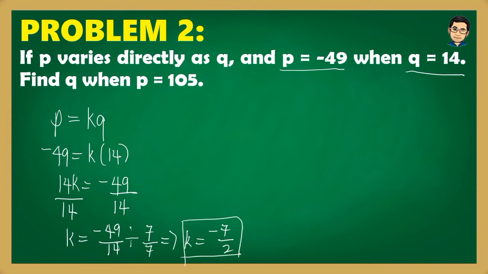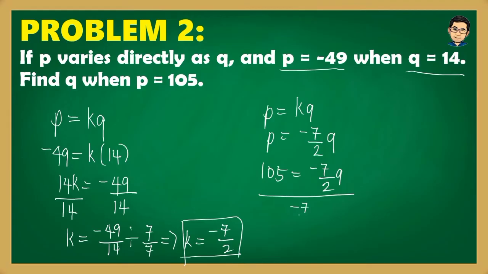Next, to determine the value of Q, isulat lang natin P is equal to KQ, and then we substitute the value of K, which is negative 7 over 2, times Q. Ayan. So, yung given natin dito is 105. So, dito yan equals negative 7 over 2 Q. Okay. So, para makuha yung value ng Q, we divide the whole equation by negative 7 over 2.